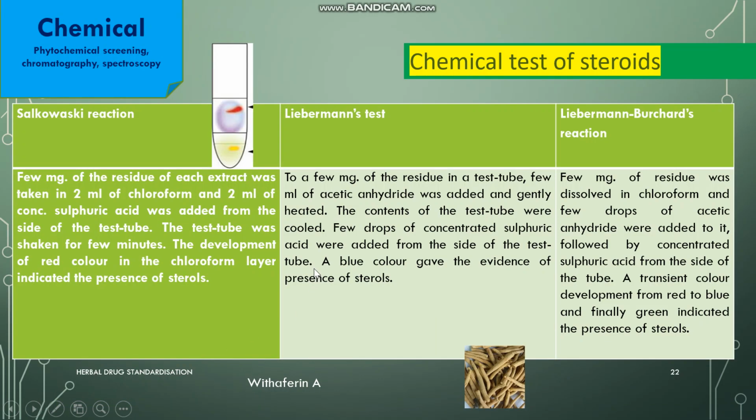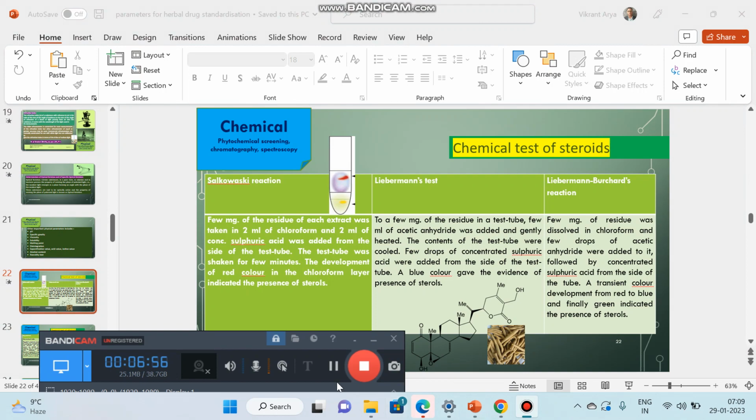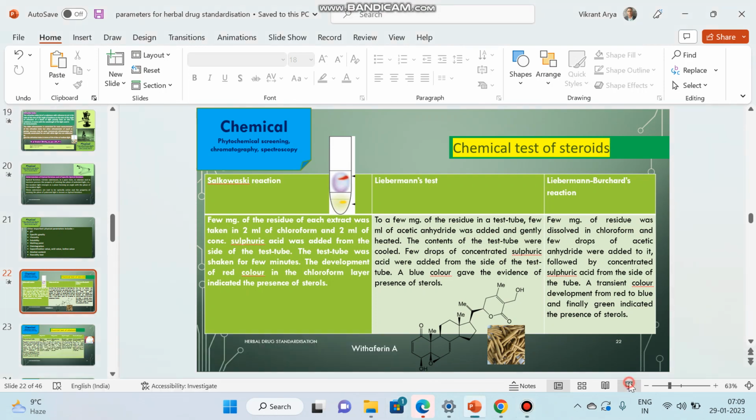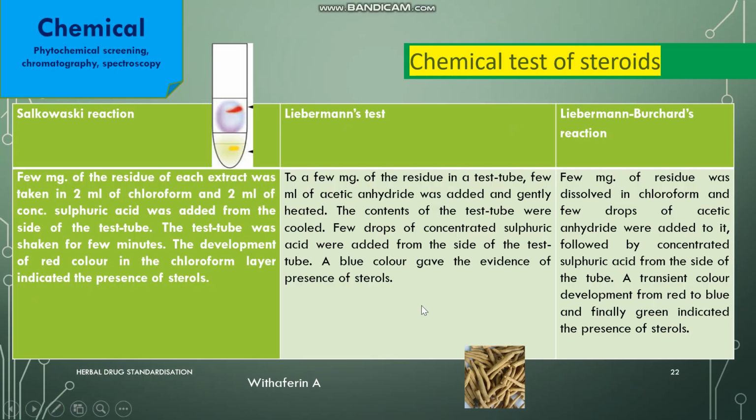So next, apart from the physical ones, now we move towards the chemical parameters. Chemical simply means we are using some chemical tests, or you can use analytical methods like chromatography and spectroscopy for the evaluation of the crude drug or the herbal medicine. So in the chemical, or phytochemical screening, there are tests for different metabolites, like tests for glycosides, steroids, saponins, and alkaloids also.